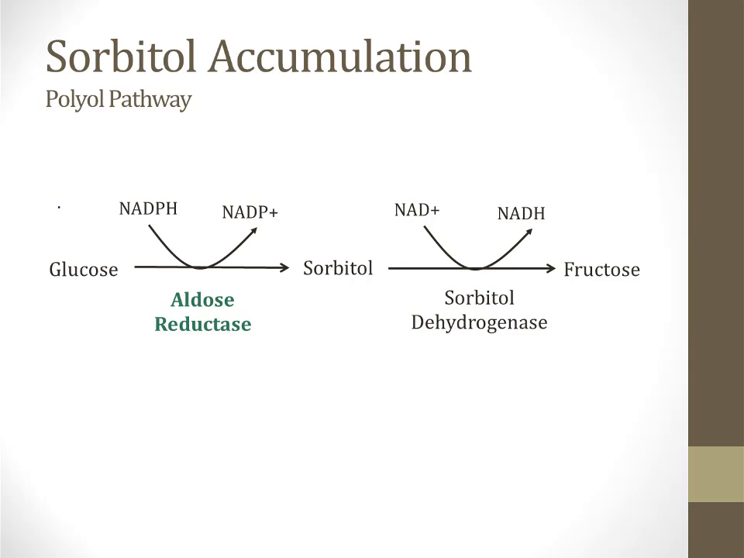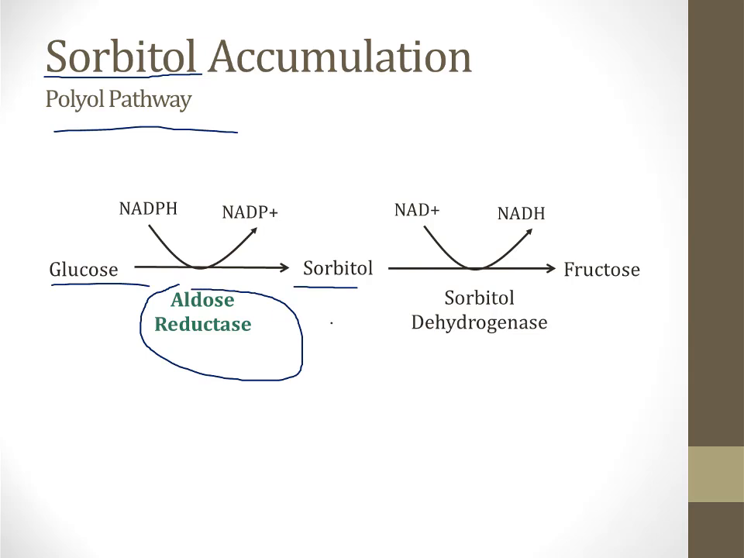The other underlying mechanism of diabetic complications that you should know about is accumulation of sorbitol, and this occurs via a biochemical pathway called the polyol pathway. As you know, glucose can be metabolized via glycolysis, but there is an alternative pathway for glucose metabolism called the polyol pathway that occurs in some cells in the body. Glucose can be converted into sorbitol by an enzyme called aldose reductase. Sorbitol can then be converted into fructose via an enzyme called sorbitol dehydrogenase. And as you know, fructose is one type of carbohydrate that can enter the glycolytic pathway.